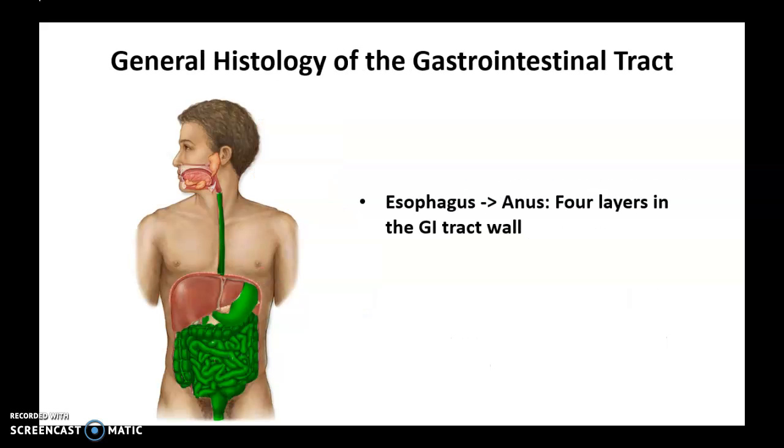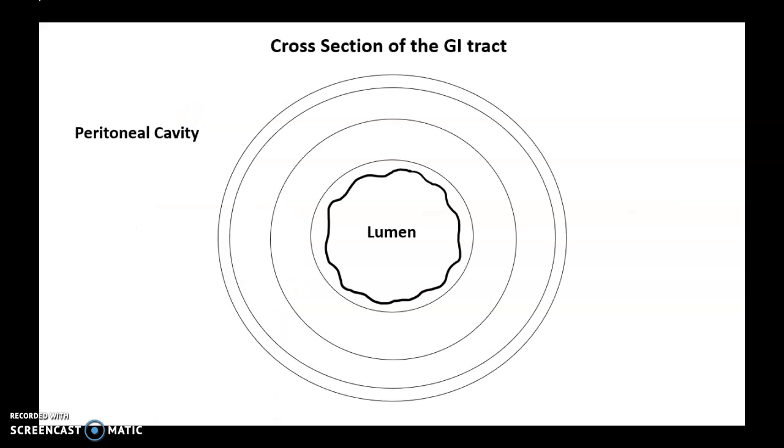Moving on to the general histology of the GI tract. The wall of the GI tract from the esophagus to the anus is made up of 4 layers, which can be very well seen in a cross-section. Here, I would like to show you a picture that I usually draw in my regular class. So, we are looking into the cross-section of the GI tract.